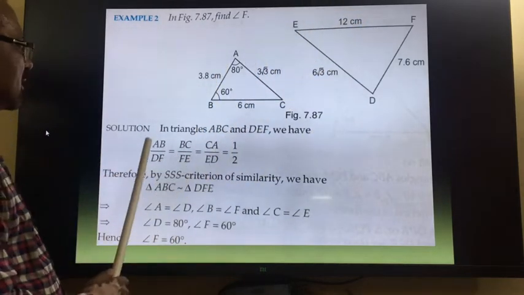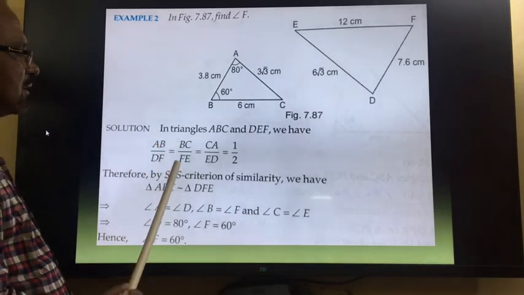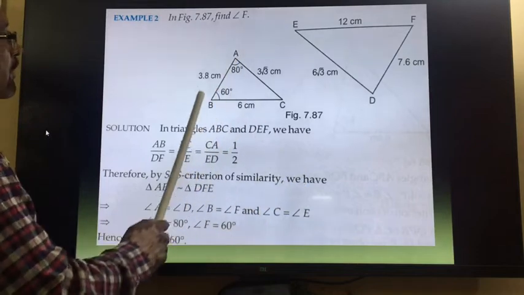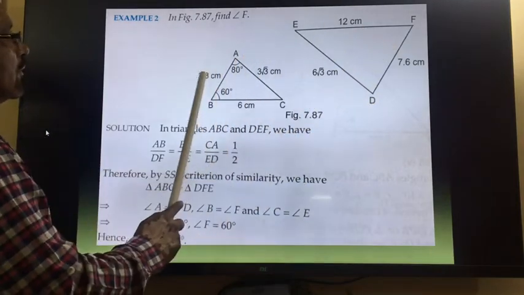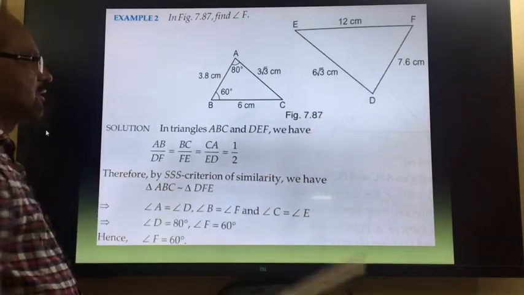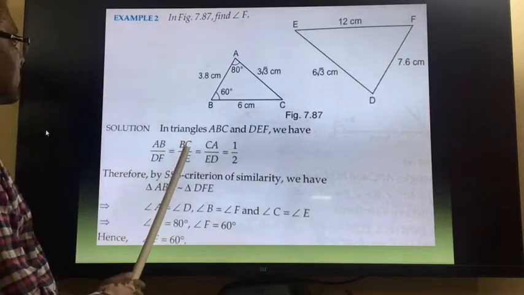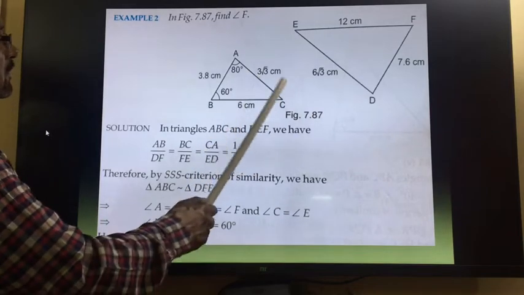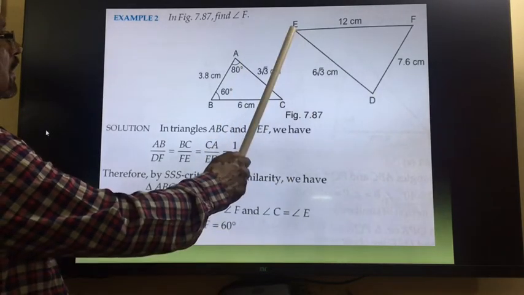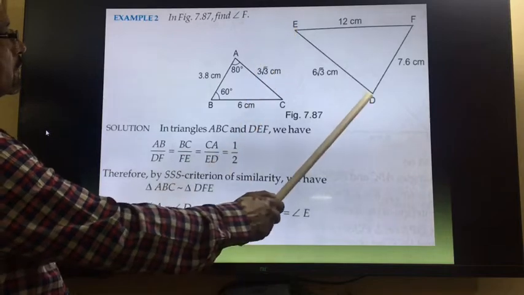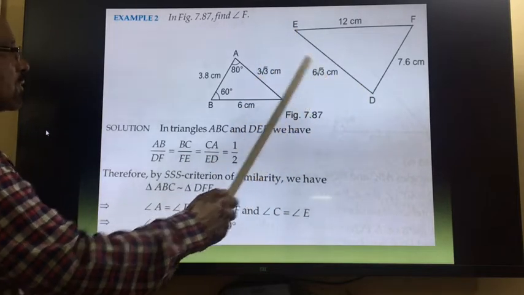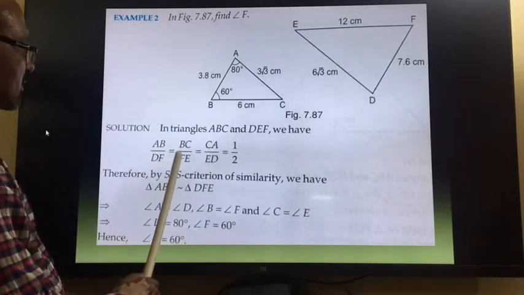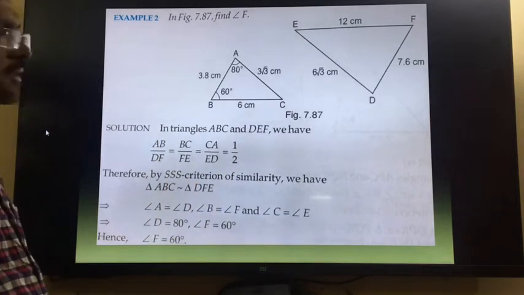Why? Because the ratio of their corresponding sides is the same. So AB upon DF, if you divide 3.8 by 7.6, it will come 1 by 2. Similarly, BC upon EF is also 1 by 2, and CA upon ED, 3 root 3 upon 6 root 3, so you will get 1 by 2. So the ratio of the corresponding sides is the same, that is equal to 1 by 2.